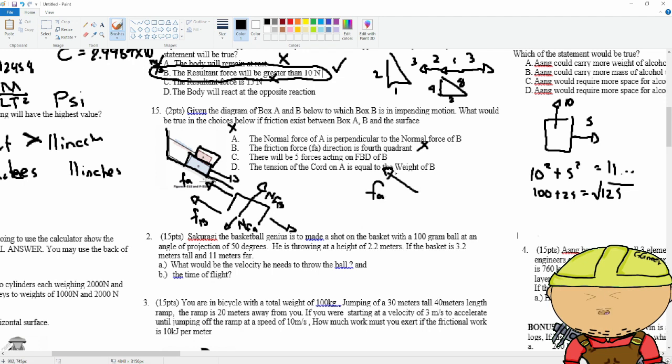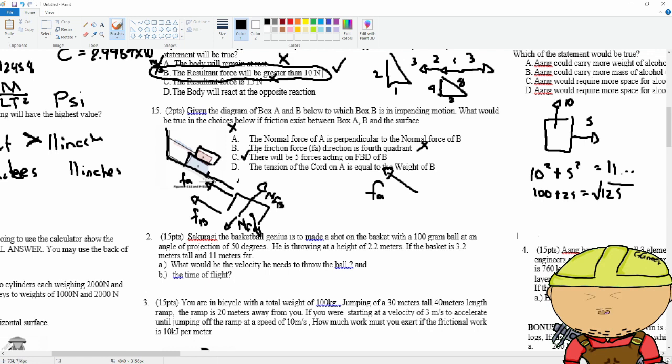There will be 5 forces acting on B. Well, the weight, right? The weight. Okay, this is just motion. Is there anything else? Normal force, weight. Is there any existent force? No. Okay, I think that's it. So letter C is correct.